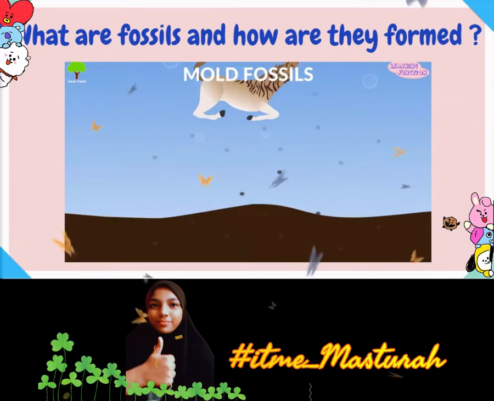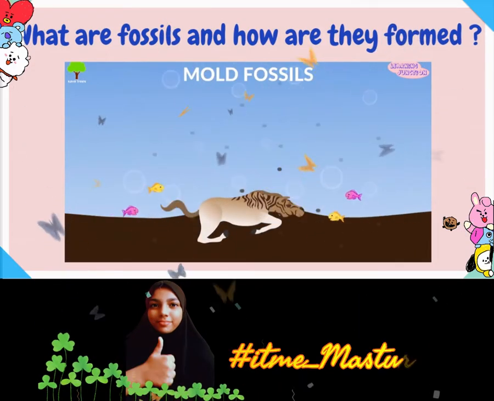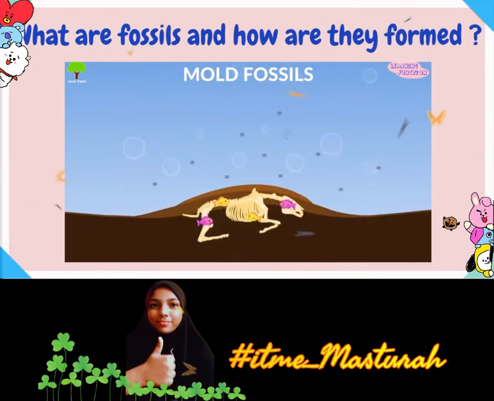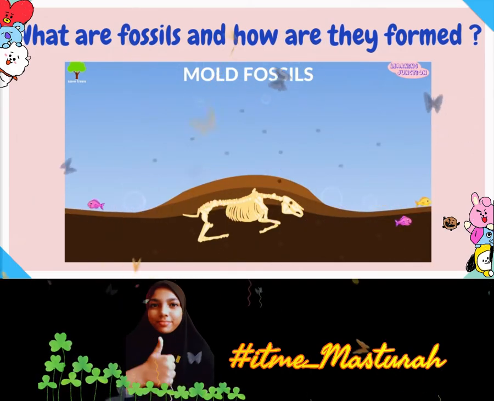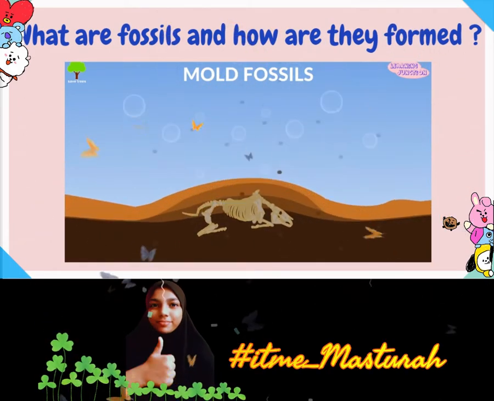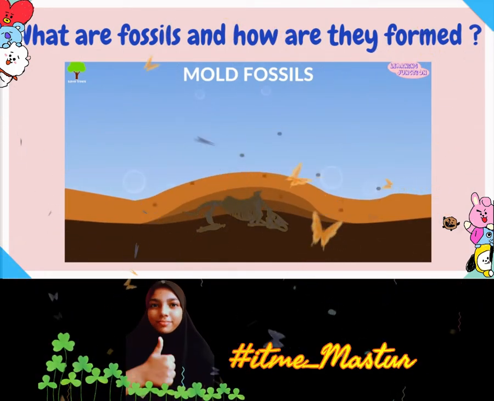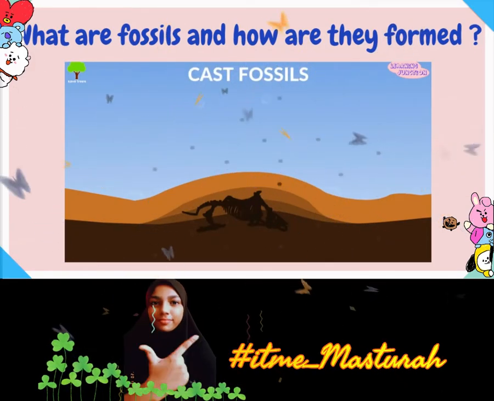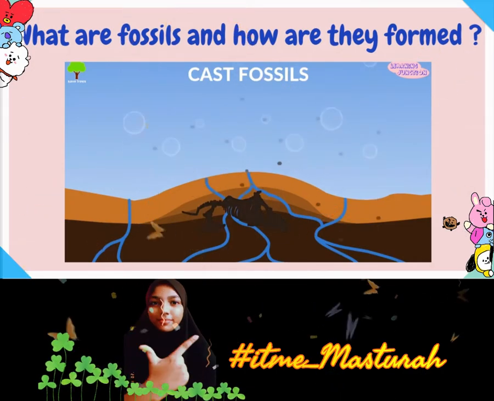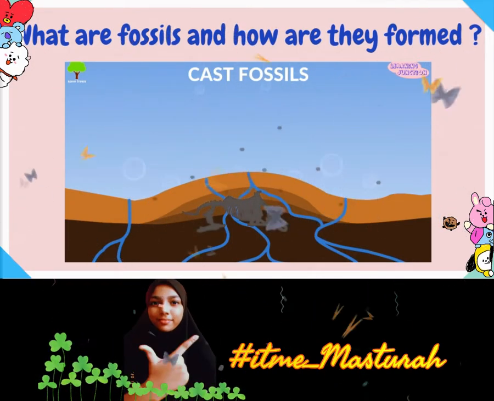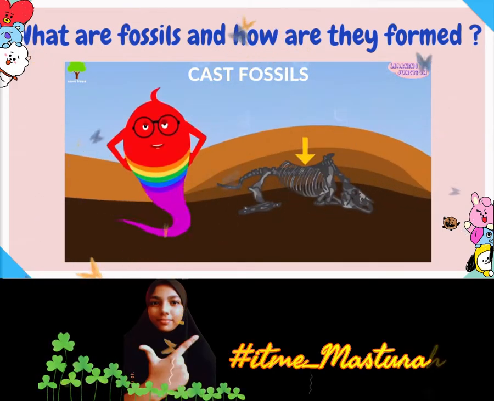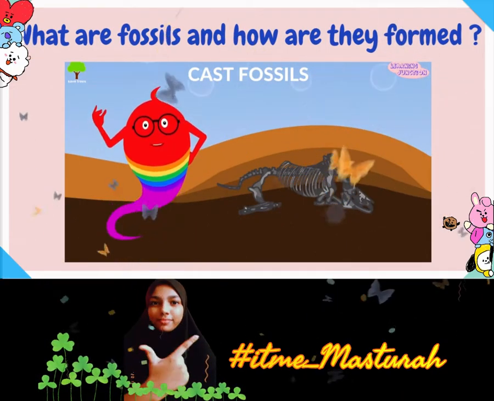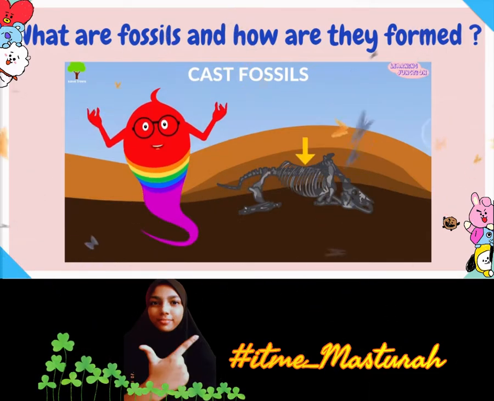Mold fossils. Mold fossils are fossils formed when a plant or animal dies and is covered by sediment. Its flesh decays with time and bones deteriorate, and it leaves a cavity below the ground surface. Cast fossils. It is formed when the mold fossil is filled in by surrounding minerals and sediment. It is a replica of the original organism and provides an impression of the original structure.